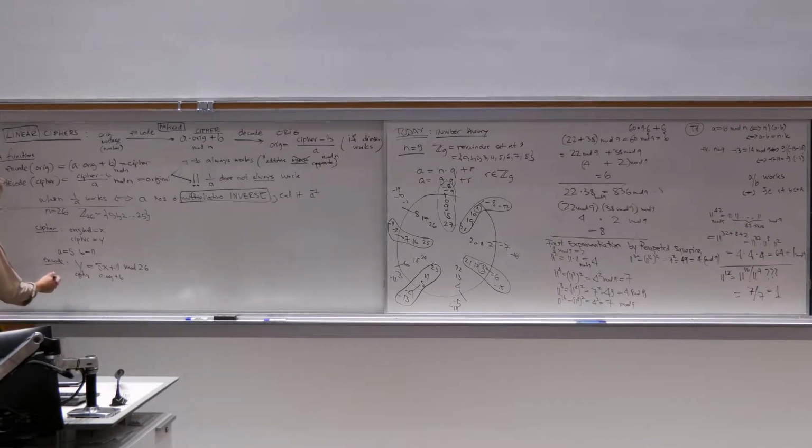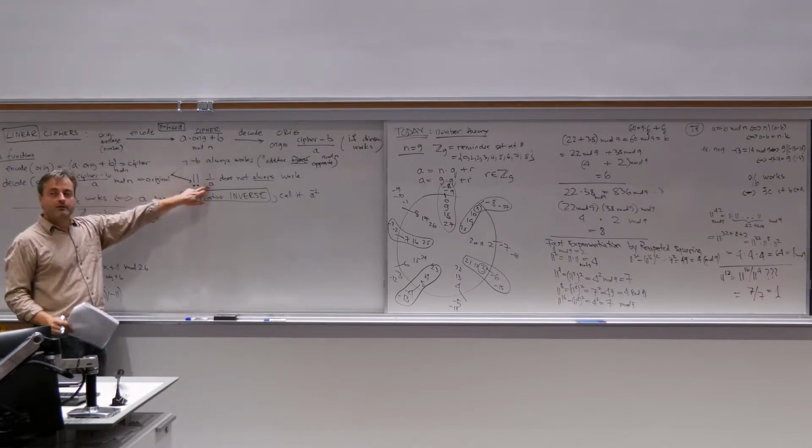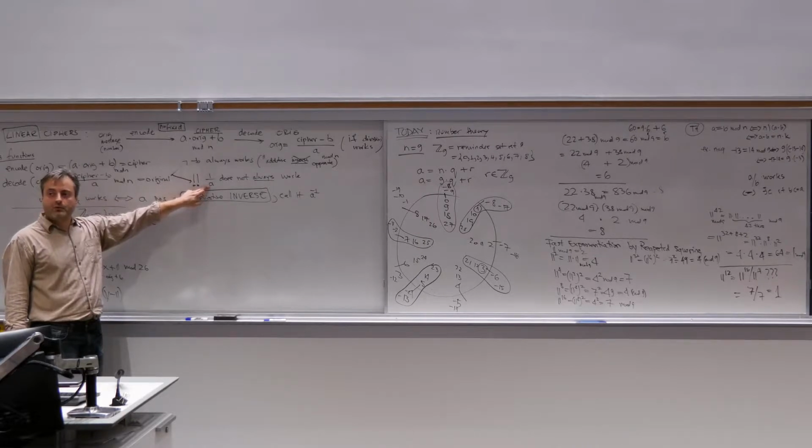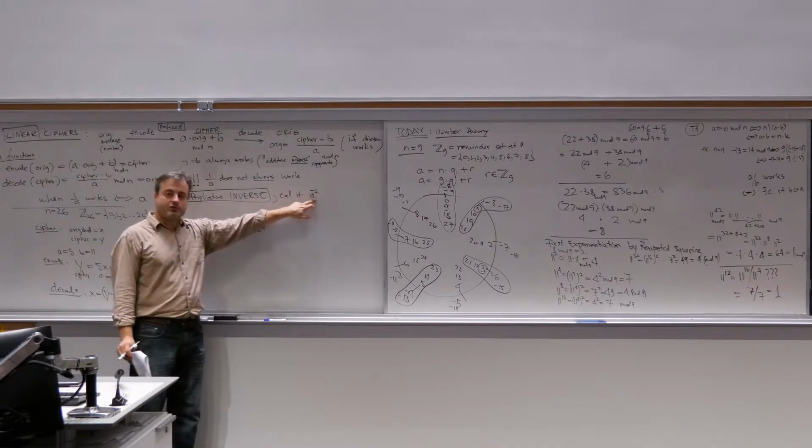What is the decode operation? I need it backwards, right? I get a cipher, I need to get out the original message. So that will be x equal y minus 11. From now on, we're not going to use this notation, but that's correct. There's nothing wrong with it.